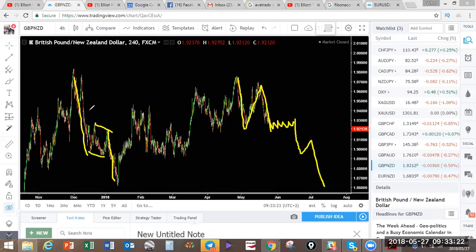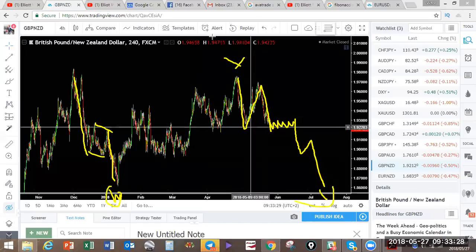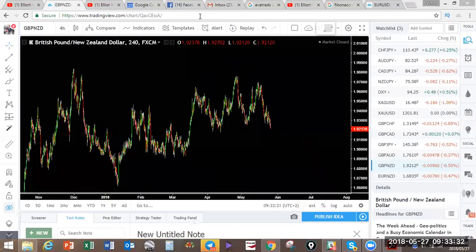And this whole structure will be a WXY like that. So that is pound New Zealand. You'll see that now you are waiting for a corrective structure here for a further trade to the downside. Okay, so let's just see.